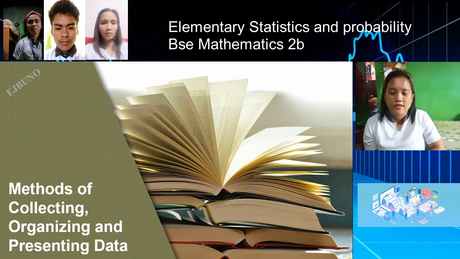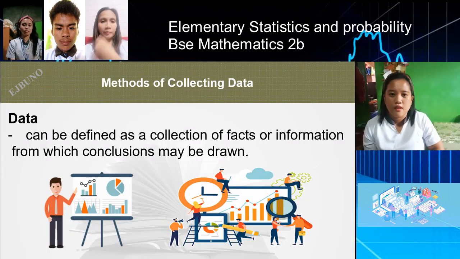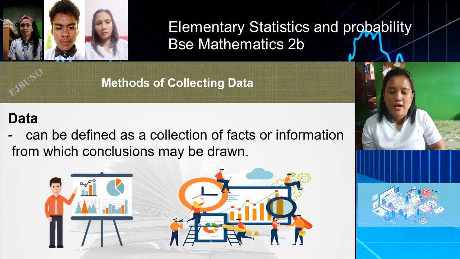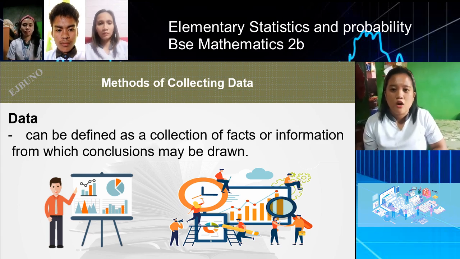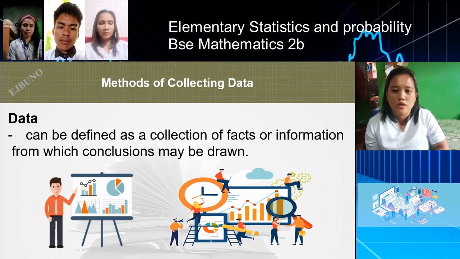Methods of collecting, organizing, and presenting data. Data can be defined as a collection of facts or information from which conclusions may be drawn. And also, data are characteristics or information, usually numeric, that are collected through observation.